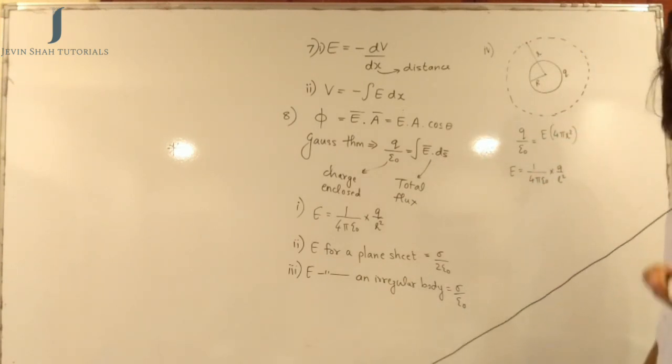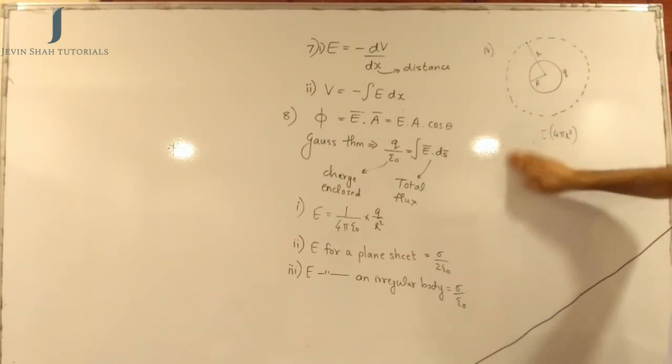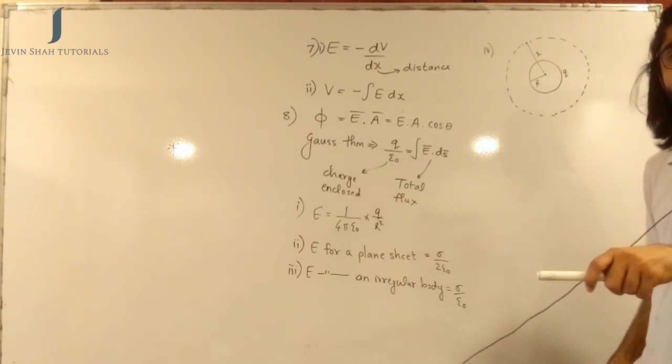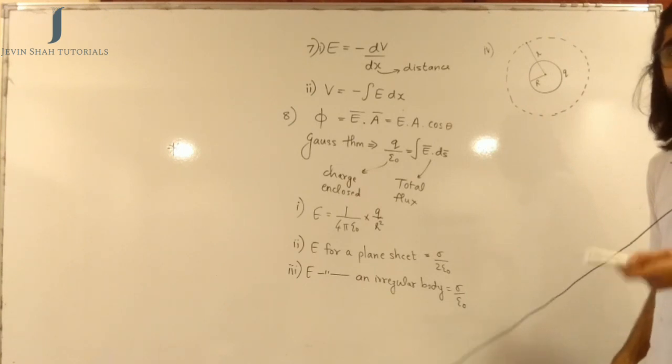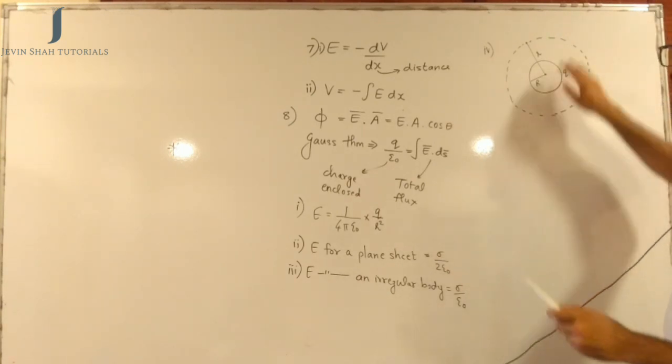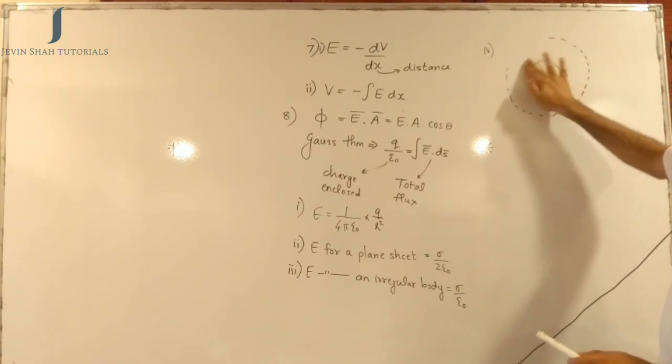Now for a point inside the sphere, if you remember, then for a conducting sphere, if the point was lying inside the sphere, there are no charges in the sphere, and that is why E will be equal to 0, because the enclosed charge was equal to 0. In this case, what if I take the point inside the sphere?